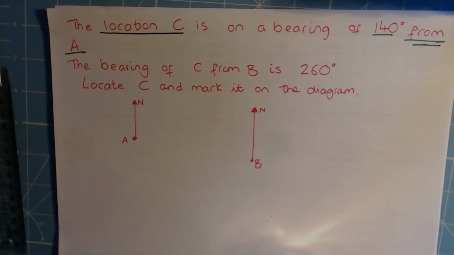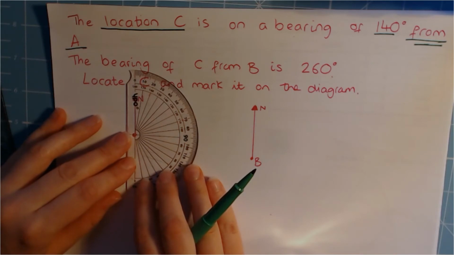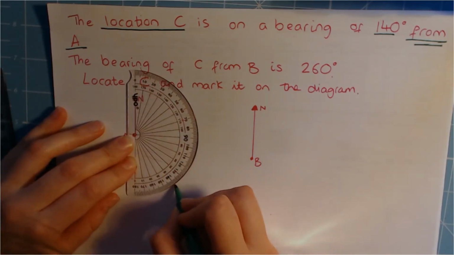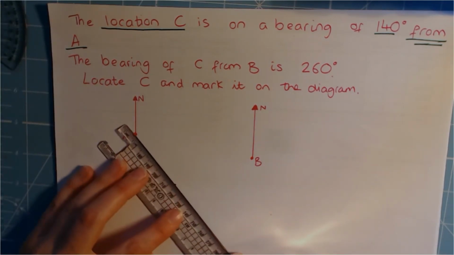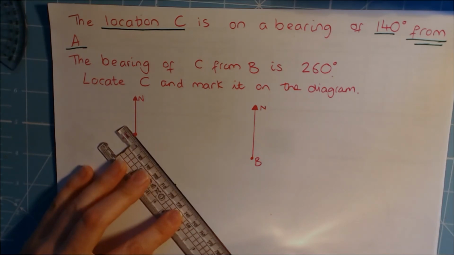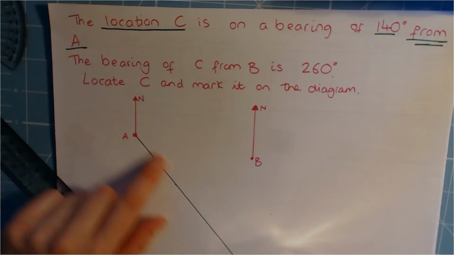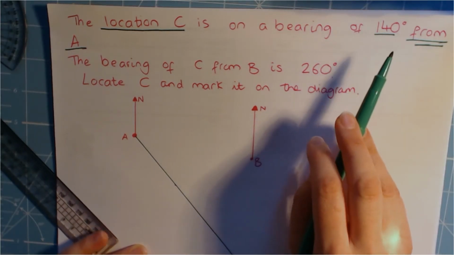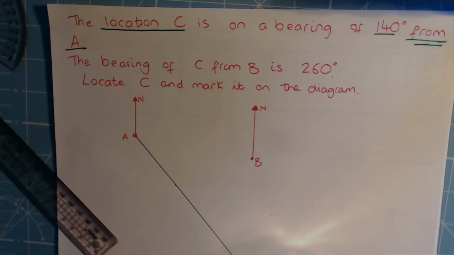140 degrees. Our protractor. So we're going, again, from north clockwise, starting at 0, so outside scale, all the way around to 140, which is, I'm going to pop a little dot. And because I don't know how far away this C is, I'm just going to do a great big line all the way down to there. C is somewhere on that line, because they've told us it's at this bearing. It's 140 degrees from A. That's the bearing. They just haven't told us how far away. So somewhere along here is C.